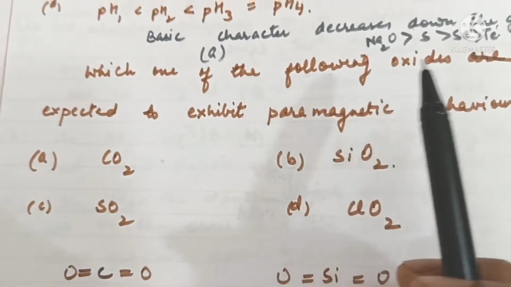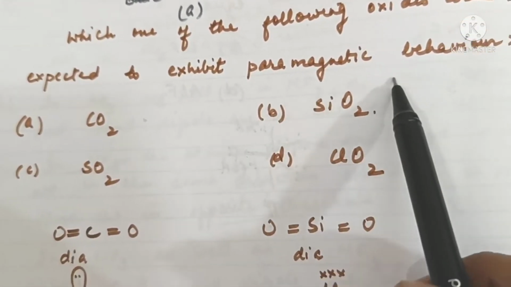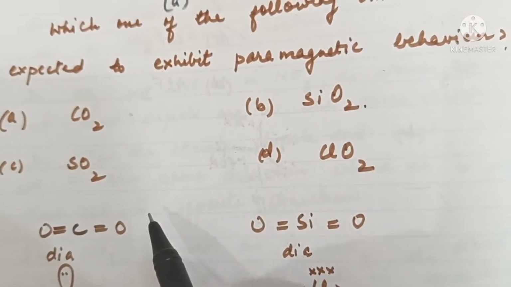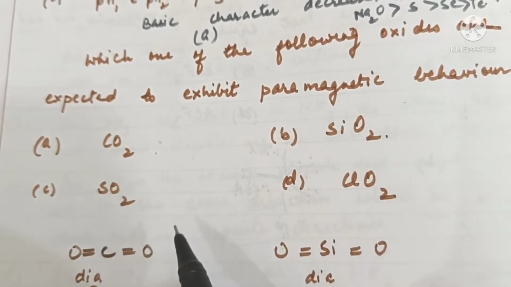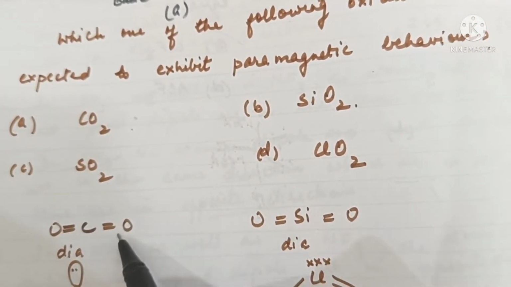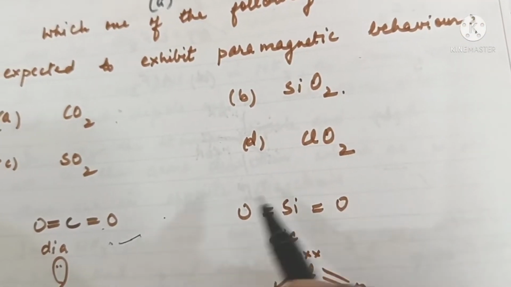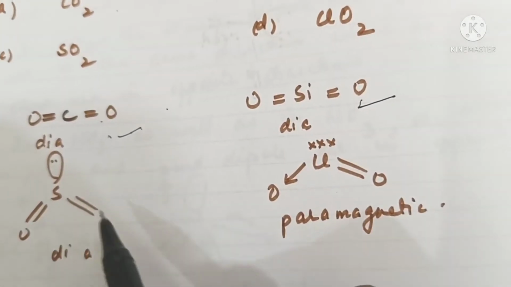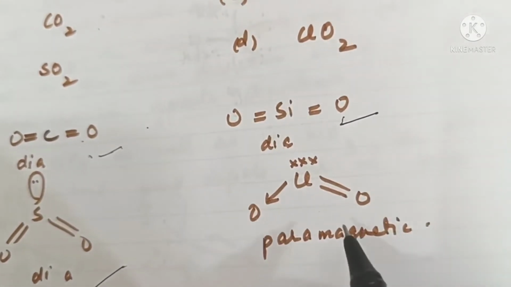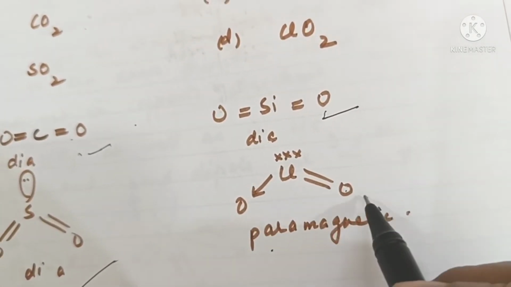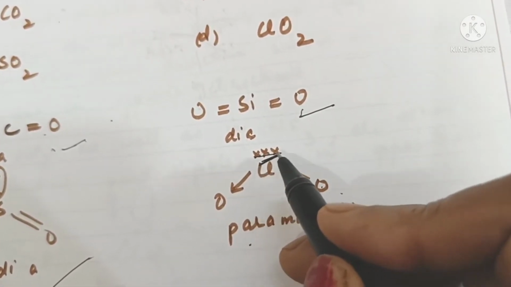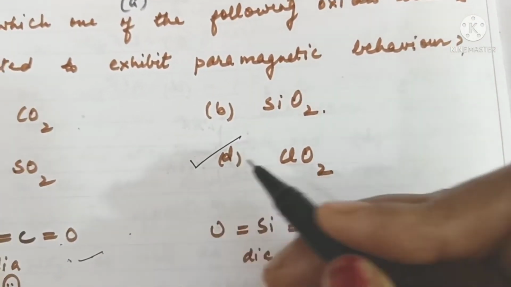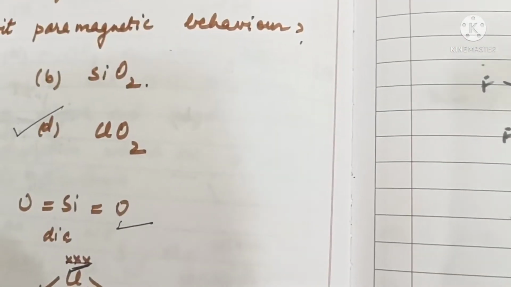Which one of the following oxides is expected to exhibit paramagnetic behavior? So, to see paramagnetic behavior, we have to see their structures. Carbon dioxide is diamagnetic. Silicon dioxide also is diamagnetic. Sulfur dioxide is also diamagnetic. And only ClO2 with unpaired electrons on chlorine atom is paramagnetic in nature. So option D is the paramagnetic substance.